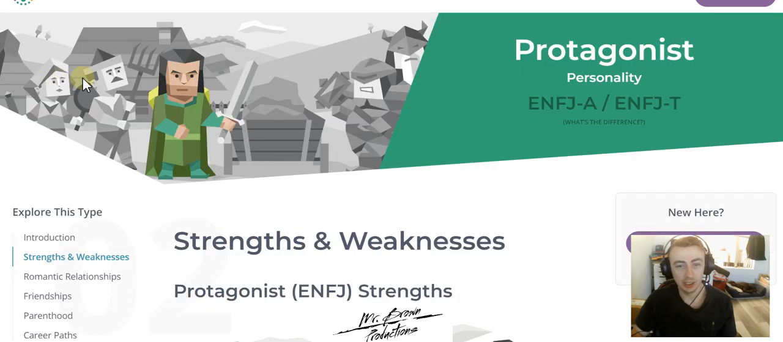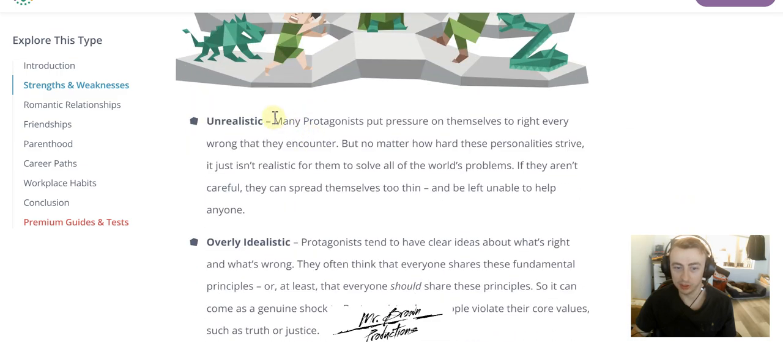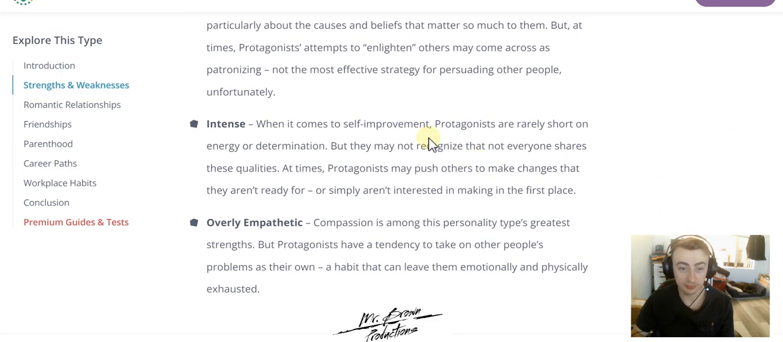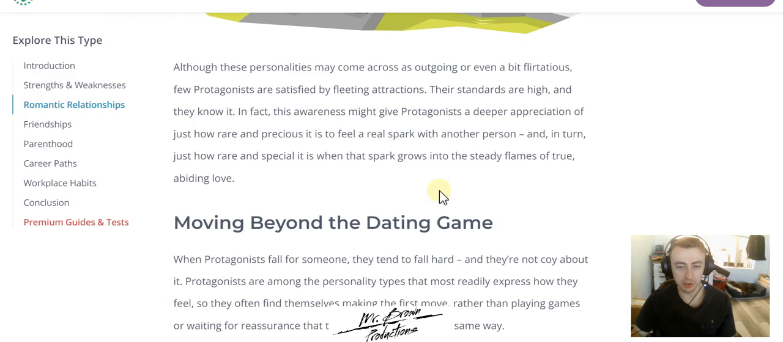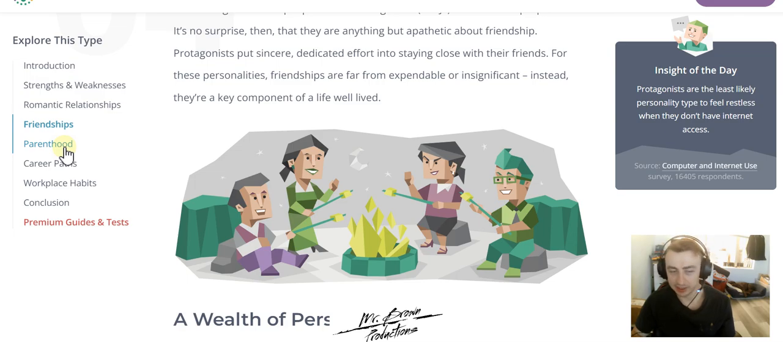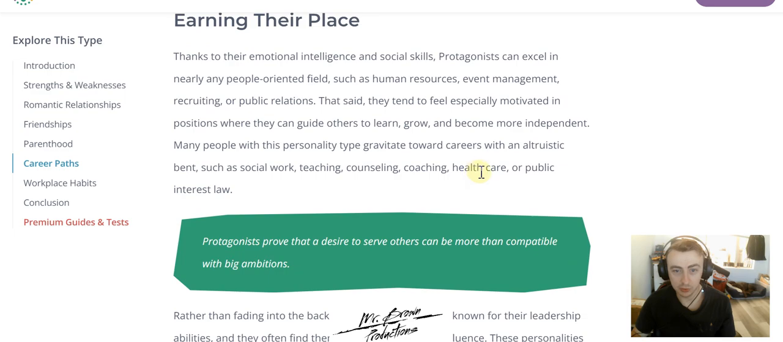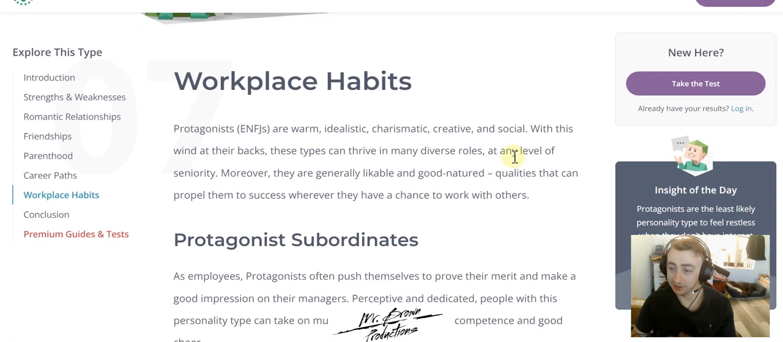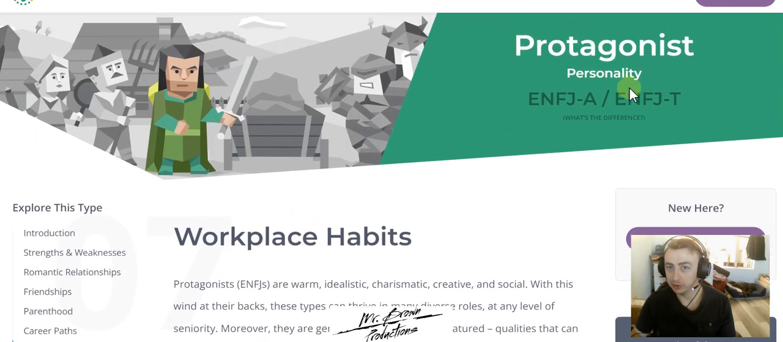It'll give you your strengths and weaknesses, what you're really good at, what are some things that you may need to work on. I'm a bit intense, a lot of students have said that sometimes about me. It will give you ideas on your romantic relationships, what you look for in a partner, your friendships, what you might be like as a parent, what career paths might suit you, which is cool, what you're likely to do as a workplace habit, and all those types of things as well. So it's a really cool quiz.